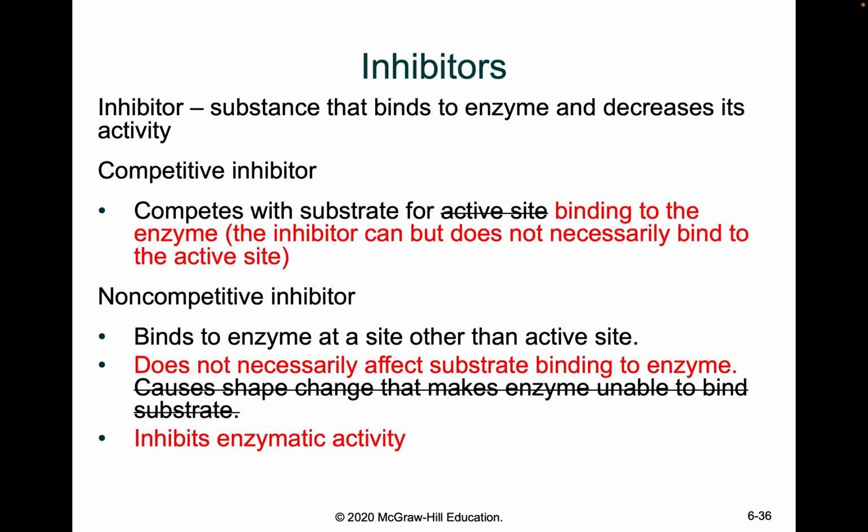So now let's talk about inhibitors. These are a class of substances that bind to enzymes and decrease their activity. As the name says, they inhibit the catalysis of the substrate, so the enzyme can't catalyze substrates anymore. And there are two different types: competitive inhibitors and non-competitive inhibitors.